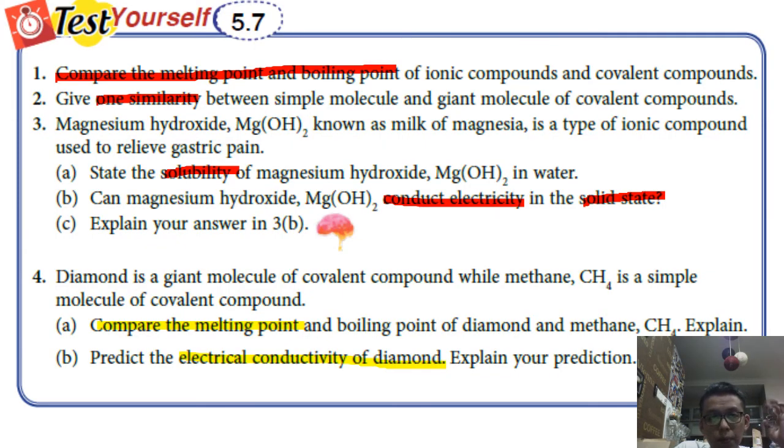So, for practice 5.7, number 1, compare the melting point and the boiling point. Number 2, give one similarity between simple molecules and giant molecules. Number 3, state the solubility of magnesium hydroxide. Number 4, can magnesium hydroxide conduct electricity in the solid state? Explain it. Number 5, diamond is a giant molecule, so compare the melting point and the boiling point of diamond and methane. Explain. Number 6, predict the electric conductivity of diamond.